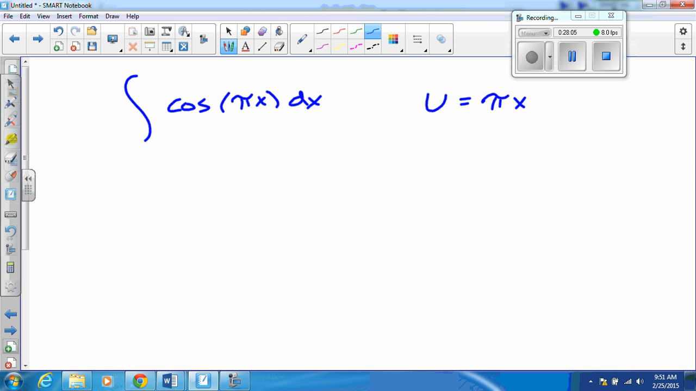What is dx equal to? 1 over pi times du. Exactly.